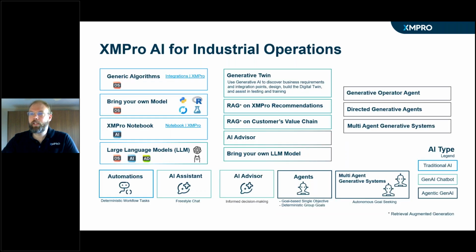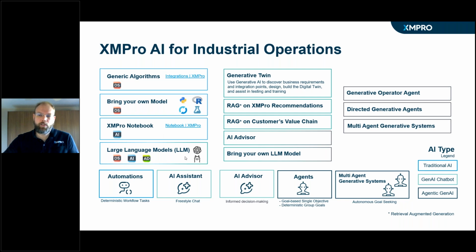The last slide I'll leave you with is, again, what are all the different pieces when it comes to the AI side of things for industrial operations? There are generic algorithms. You can bring your own model if you want to do just simple regression, etc. There is notebook capability, and as I mentioned earlier, there is a webinar that we have done previously, which will walk you end to end through that as well.